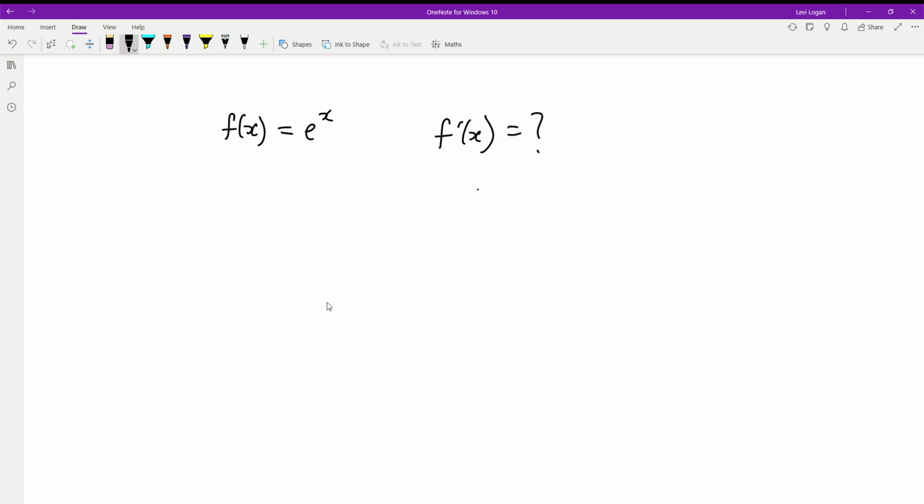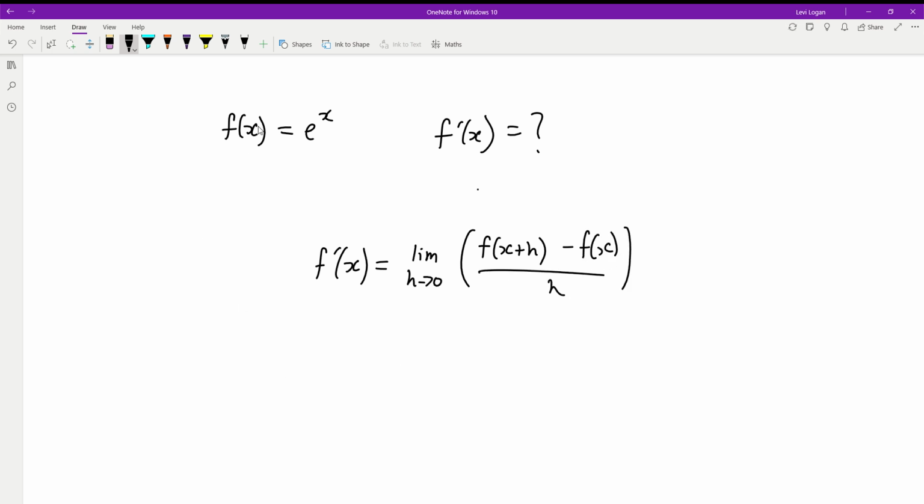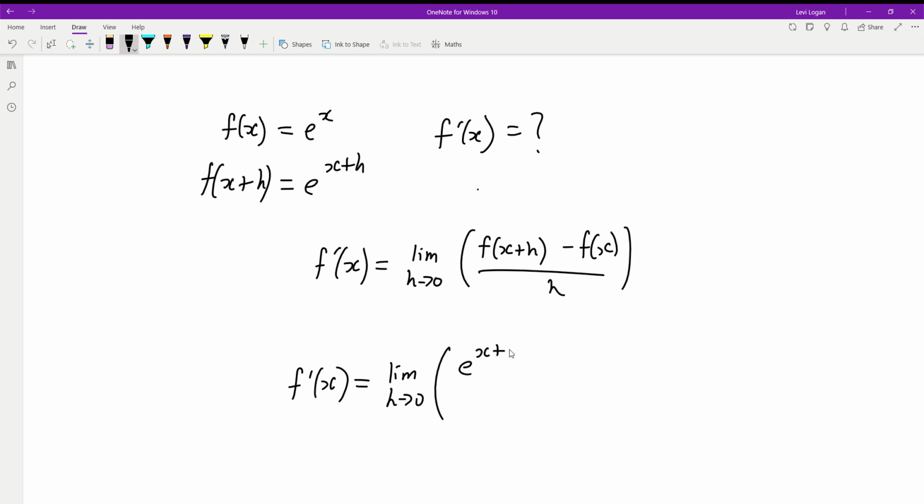Okay? And you guessed it, we're going to use the first principles again. So f dash of x is equal to the limit as h goes to 0 of f of x plus h minus f of x divided by h. Okay? So if f of x is e to the x, that means f of x plus h is going to be e to the x plus h. So f dash of x, the limit as h goes to 0 of e to the power of x plus h minus e to the power of x all on h.